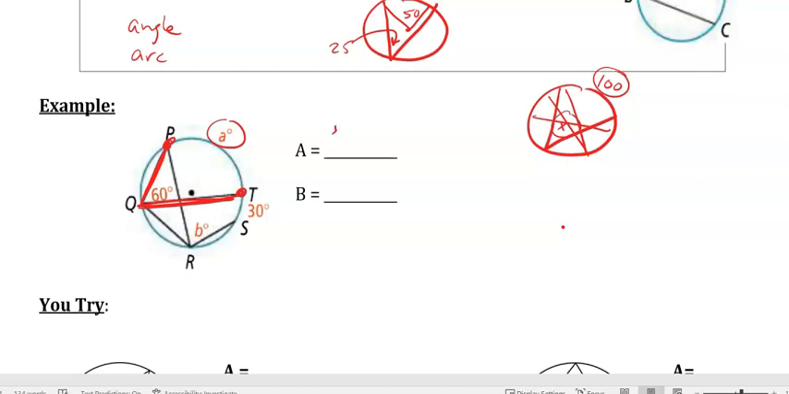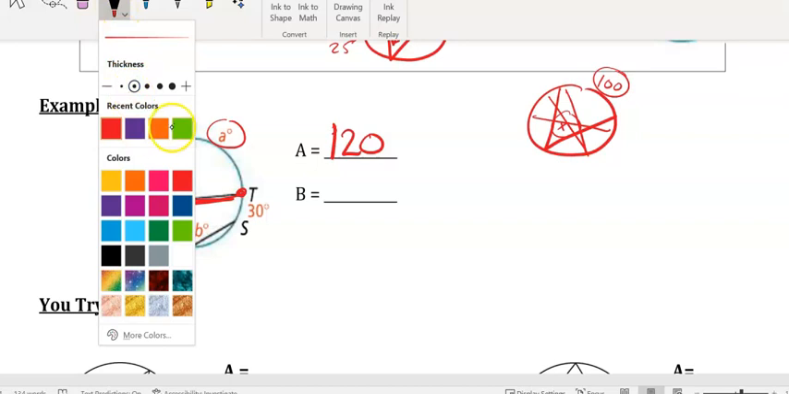So that's the big thing that we mess up on a lot of times. People accidentally go over in half when they're supposed to double and double when they're supposed to half. So that would be 120 degrees. Does anybody have any questions on that? Let's switch to a different color.